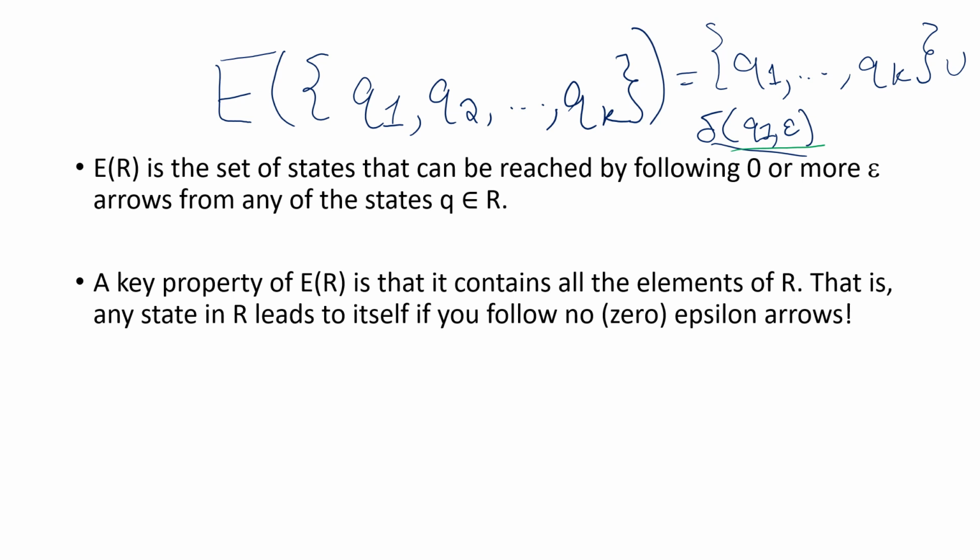I will point out a key property of E of R is that it contains all the elements of R. So right here, Q1 through QK, because those were the original states that we had. Any state in R leads to itself if you follow no epsilon arrows.